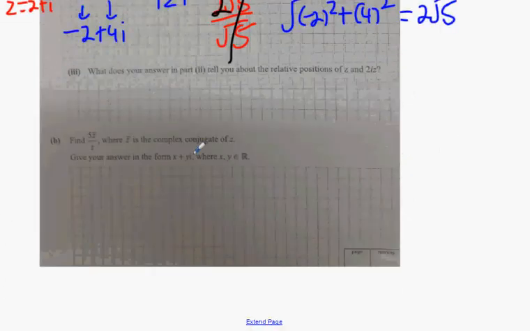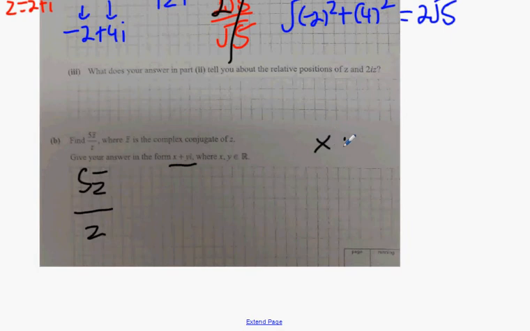It wants me to write down what is 5z bar all over z, and it wants the answer as x plus yi. I want the answer presented as a complex number. To pick up a load of marks here, you don't have to get 100% right. You just need to be able to make a good start.